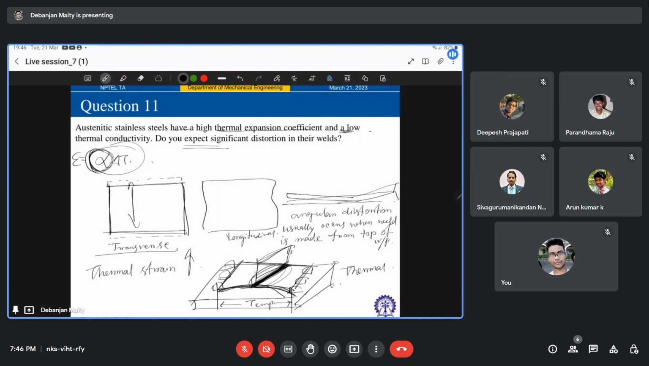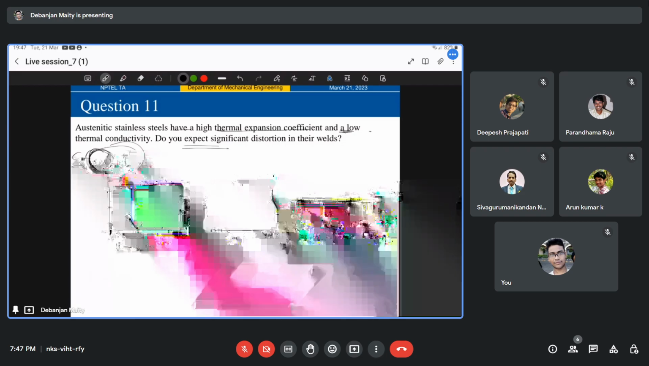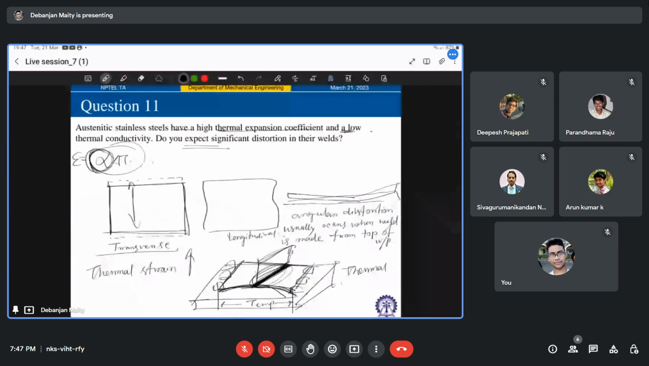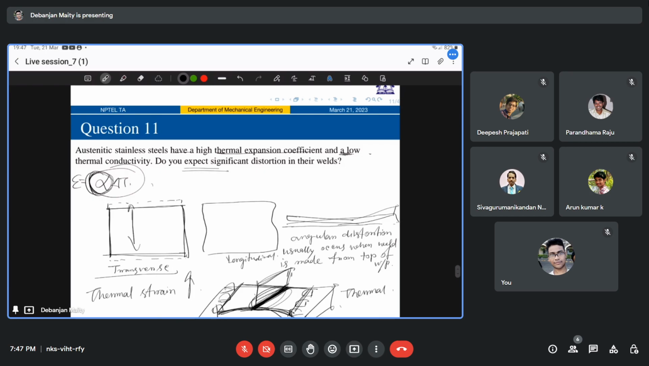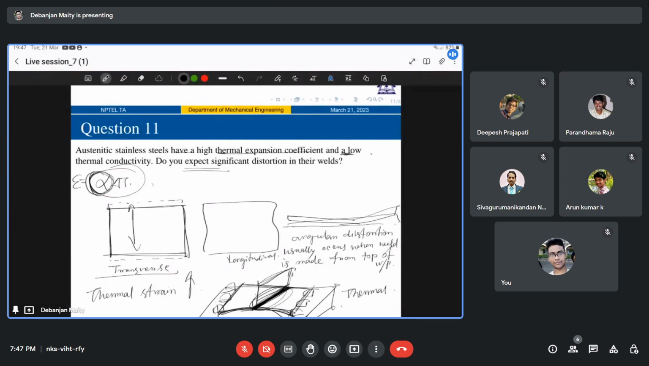Have you ever seen the distortion in your workpiece after welding? Hmm? Anyone awake? No, sir, not.